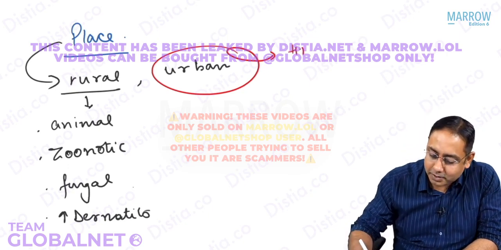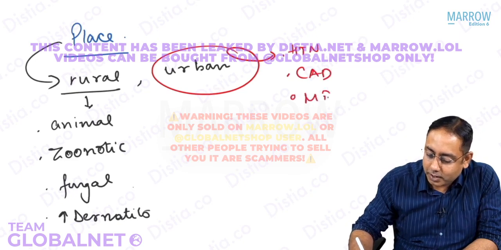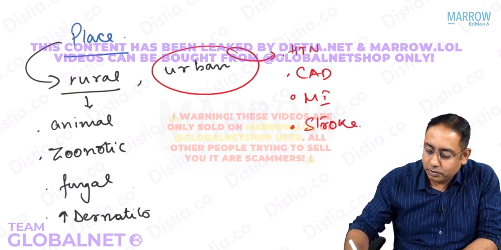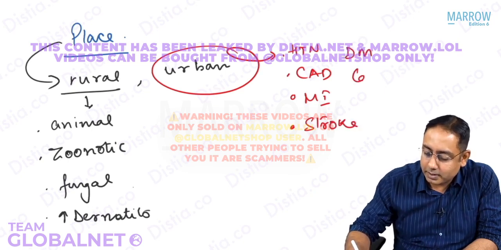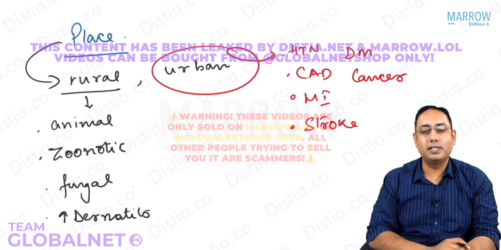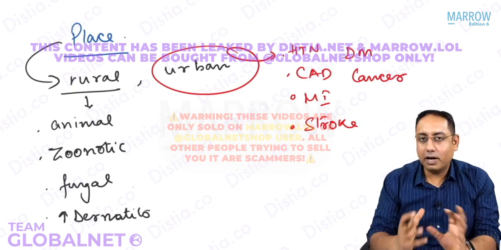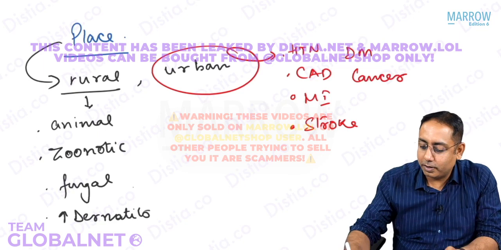It is hypertension. Then you have coronary artery disease. Then you have myocardial infarction. Then you have stroke, right? So all these, diabetes mellitus, cancer, everything is urbanized diseases. So you have some diseases which are more in rural or in urban areas.